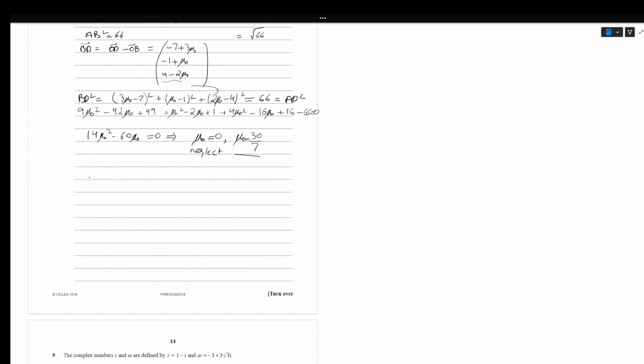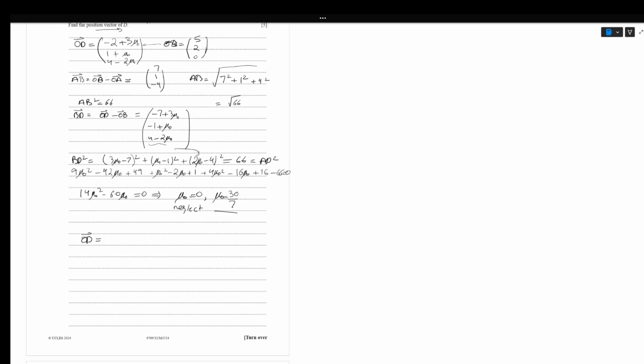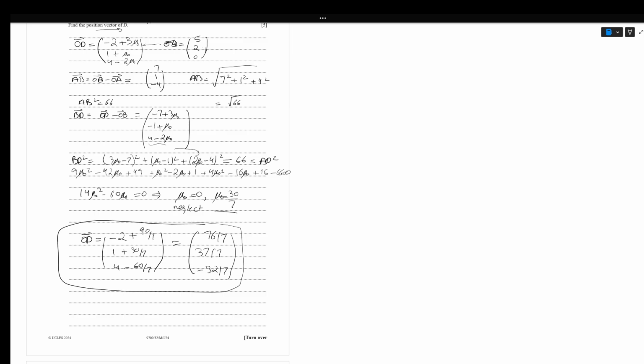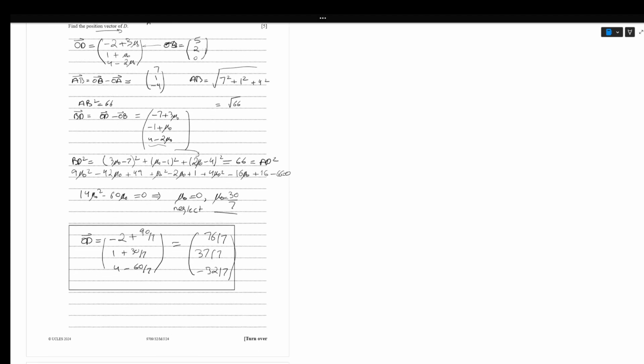and for this case we have OD is equals to -2 plus 30 -2 plus 90/7 1 plus 30/7 4 minus 60/7 position matrix के फॉर्म में. So this is 76/7 37/7 and then minus 32/7. So ये आपके OD के कोऑर्डिनेट्स आ गए जो आपसे पूछा है. OD का पोजीशन वेक्टर आ गया जो आपसे पूछा हुआ था.